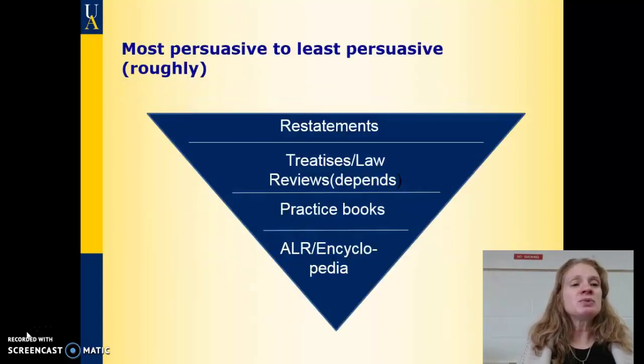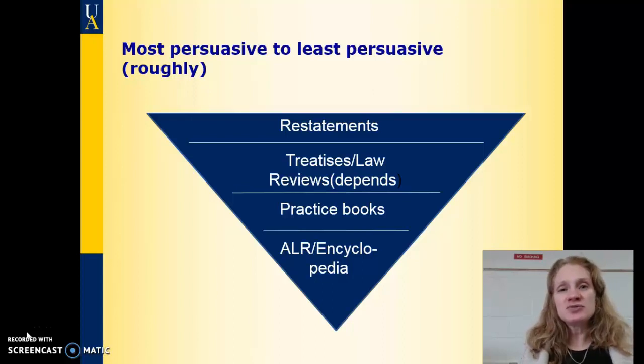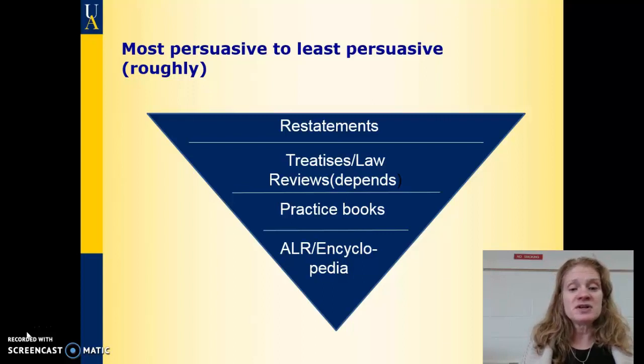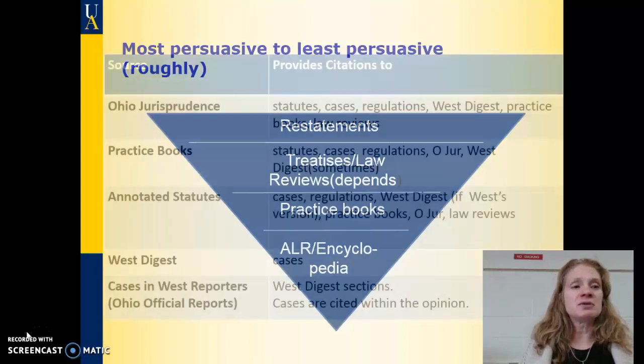So the most persuasive to the least persuasive, and this is roughly, and do remember too, secondary sources are only persuasive, not binding on a court. The most persuasive is restatements. Treatises and law reviews might be persuasive to a judge, possibly depending on who wrote them. Then practice books, then your ALR articles and encyclopedias.